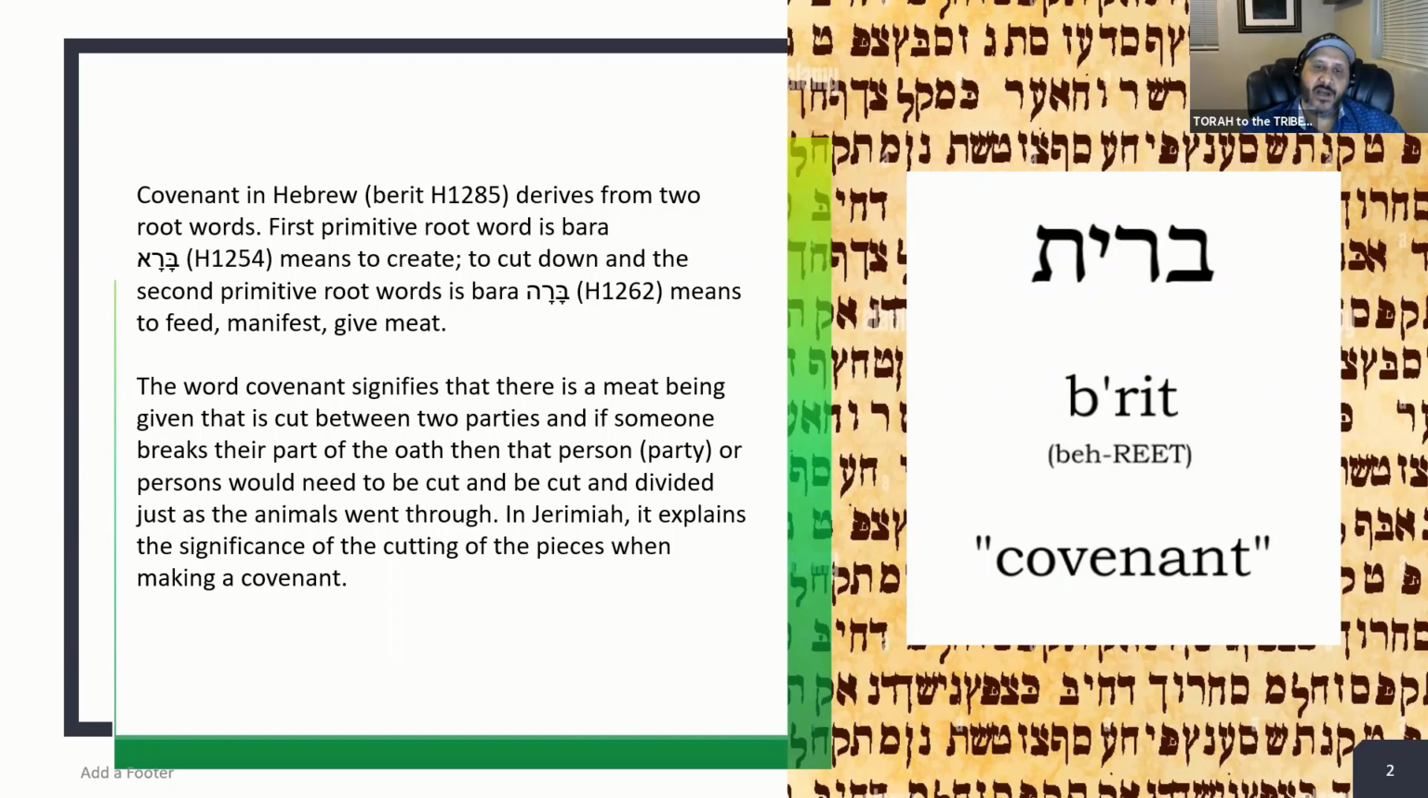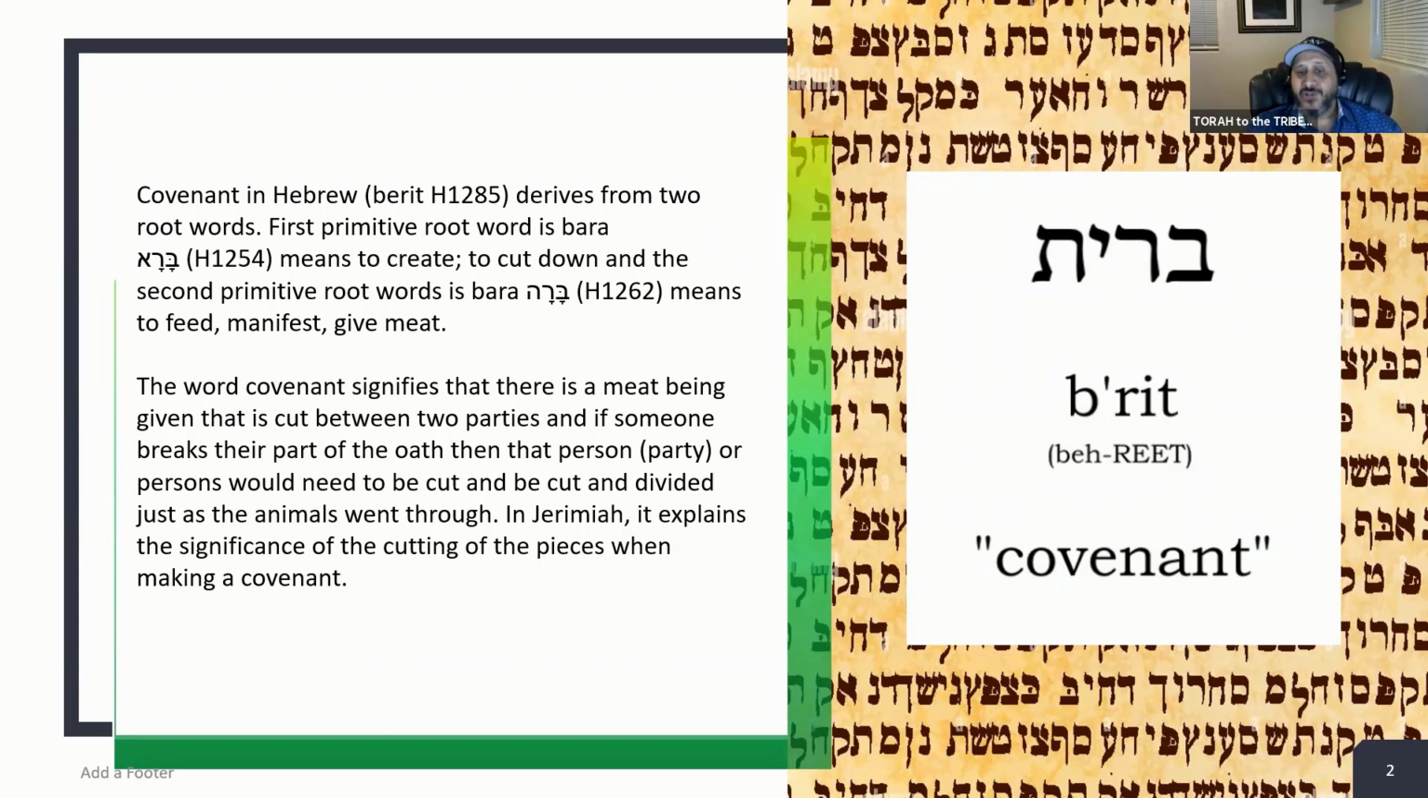Now, is the word covenant, when viewed through the ancient Hebrew perspective, an abstract or concrete word? I mean, can you taste it or feel it or touch it? Is it concrete or is it abstract? Well, this is more of an abstract word, but one can define it as a concrete word meaning meat. The word covenant signifies that there is meat being given that is cut between two parties. And if someone breaks their part of the oath, then that person or party would need to be cut or divided from himself or herself, representing that a penalty of death would be required.